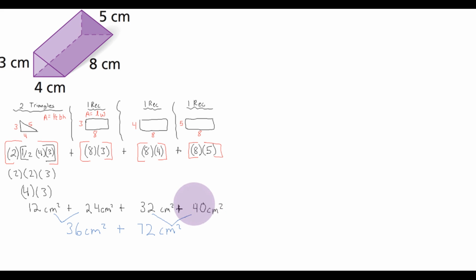All right, so we have 36 plus 72. Okay, so 36 plus 72 will give us a value of 108 centimeters squared, but I'm not finished, I'm not complete. I want to make a note that this is the surface area, so I'm going to use a capital S. So surface area is equal to 108 centimeters squared, and then we can box this information up. Cool stuff.